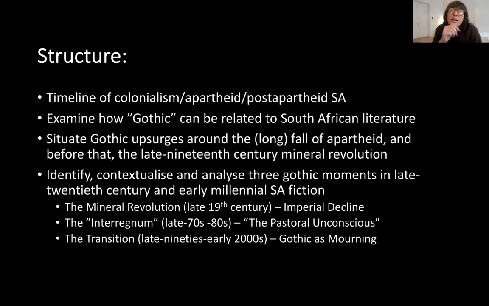Okay, and then from there, I'm going to identify, contextualize, and briefly analyze three Gothic moments. They're not all in late 20th century and early millennial South Africa; two of them are. So the first period I'm going to talk about is the Mineral Revolution, at the end of the 19th century. Then I'm going to talk about the late 70s and 80s, a period in South African history that's often called the Interregnum. And then I'm going to talk about the transitional period around 1994, the period of the official shift from apartheid to democracy.